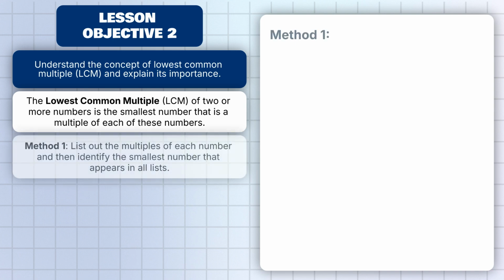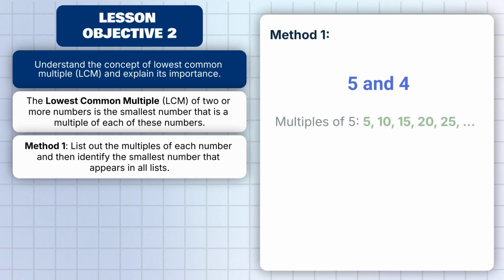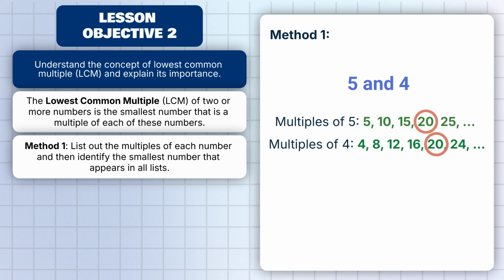Let's start with method 1, listing multiples. One straightforward way to find the LCM is to list out the multiples of each number and then identify the smallest number that appears in all lists. We can demonstrate this by finding the LCM of 5 and 4. First, list the multiples. Multiples of 5 are 5, 10, 15, 20, 25, and so on. And multiples of 4 are 4, 8, 12, 16, 20, 24, and so on. Then identify the smallest common multiple. The first number that appears in both lists is 20. So the LCM of 5 and 4 is 20.